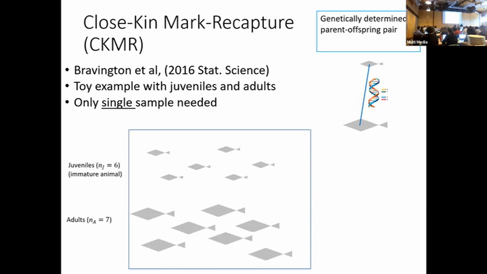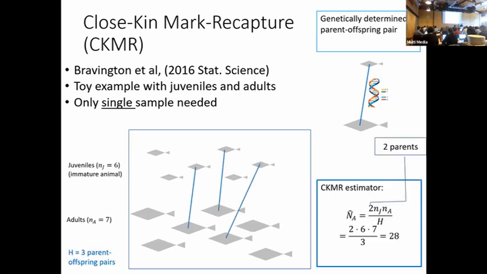So here we have six juvenile samples and seven adults, and then you can determine the kinship between these, and in this sample, we happen to have three parent-offspring pairs. And from these simple numbers, you can calculate an estimate of population size, which looks very similar to the Lincoln-Petersen.